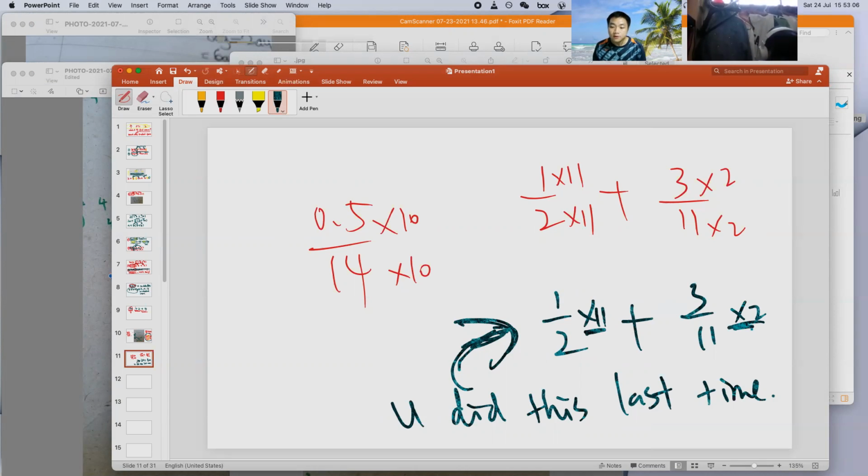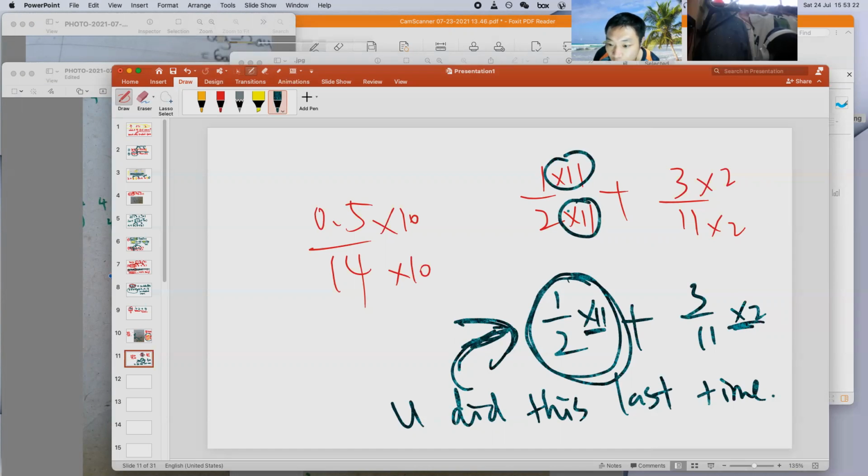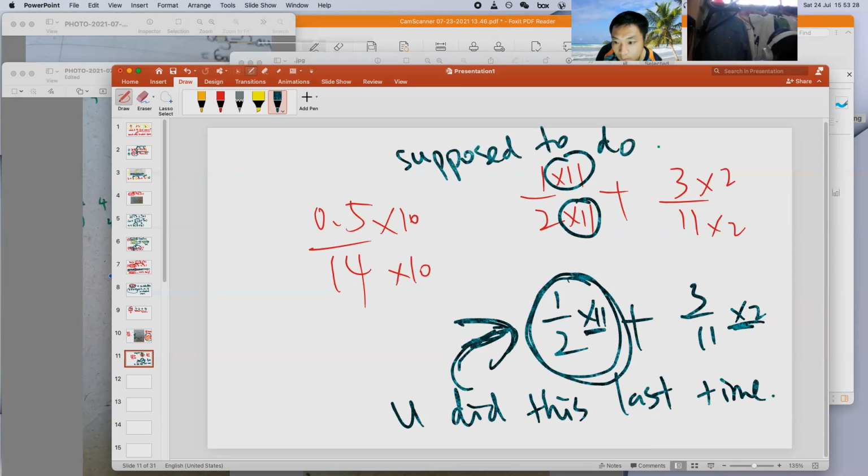Yes. So in this question, first thing first, it's not "looks like". It's actually you just times 11. But actually you are not supposed to times 11. You're supposed to times 11 on top, 11 below. So this is what you are supposed to do.